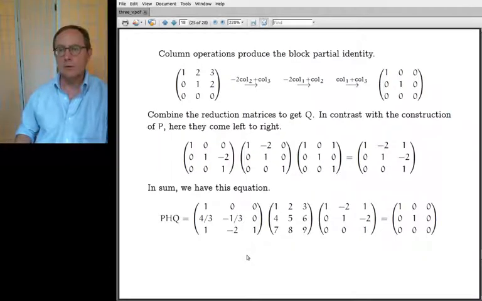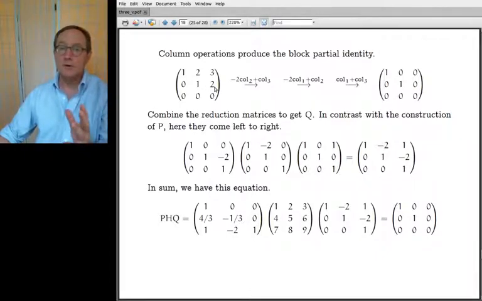How to get Q? You'll remember that multiplying from the right, you act on columns. So I did column operations. To get rid of this 2, we've never done column operations before, but they're not all that different from row operations. I took minus 2 times column 2 and add to column 3.